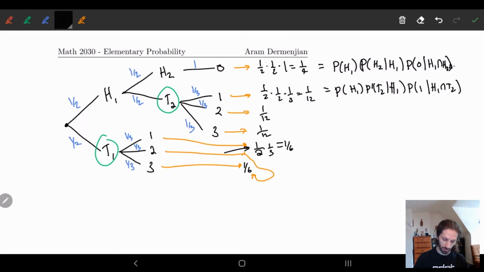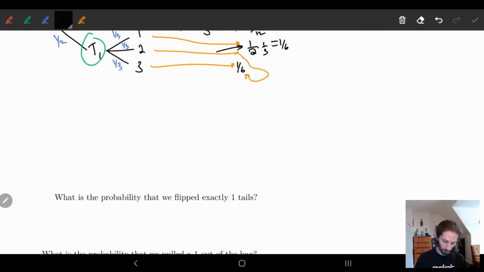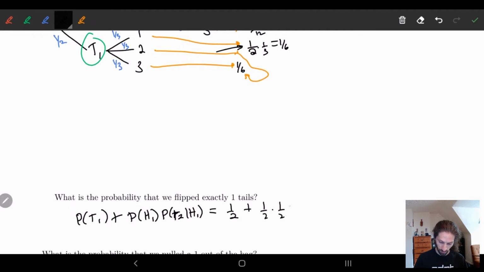So what's the probability of this? This is the probability of tails 1 for the first one, plus the probability of h1 times the probability of tails 2 given h1, right? So this is equal to 1/2 plus 1/2 times 1/2, which is 1/4. So it's 1/2 plus 1/4, which is equal to 3/4. So the probability of flipping exactly 1 tails is 3/4.